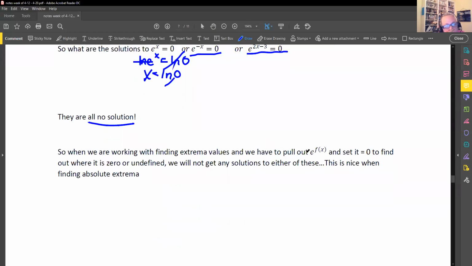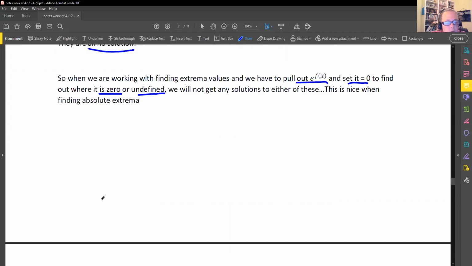So here's the thing. When you're taking derivatives and you're going to have to pull out a factor of e to the f of x, you set it equal to 0 to find critical values, right? But there's not going to be any place, all right? Because this is defined for all x, and it's never 0. So we can pretty much ignore that term. All right, so let's show you how this works.